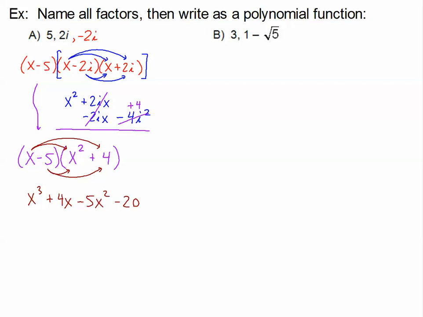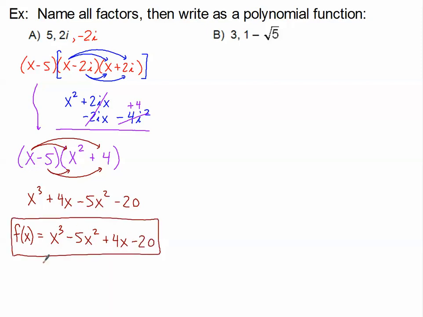None of these are like terms, but I do want to do one little thing. This isn't written in standard form because my squared term should come second after my cubic term. So when I name it, I'll name it with my fancy symbol. I'll be boring and do f of x, but that's fine. As long as there's a fancy name for our polynomial, we're good. I'll put my x cubed, and then my negative 5x squared, and then my positive 4x, and then, of course, my negative 20. And there I have written the polynomial function that has these three roots.